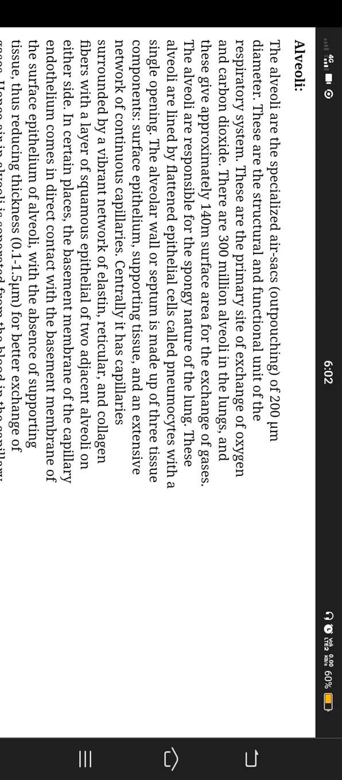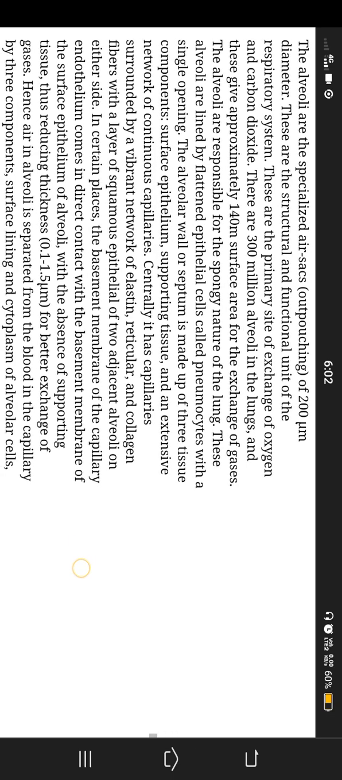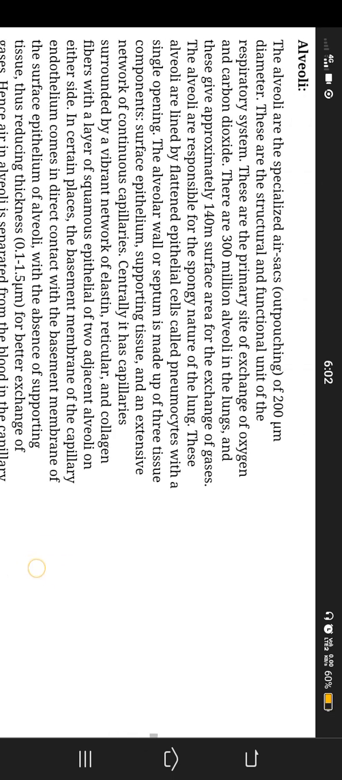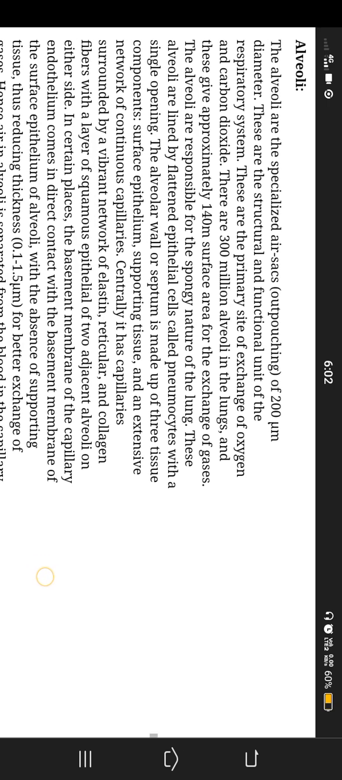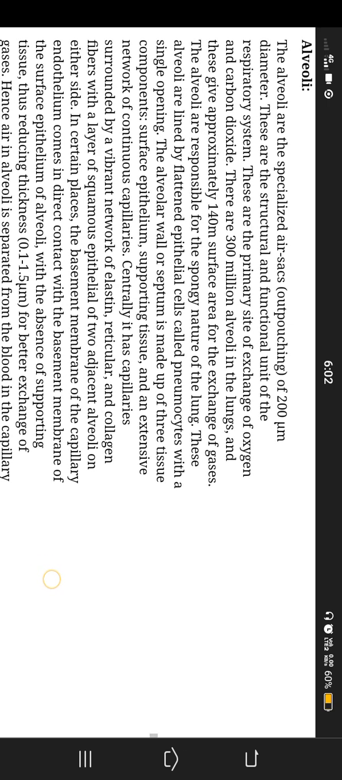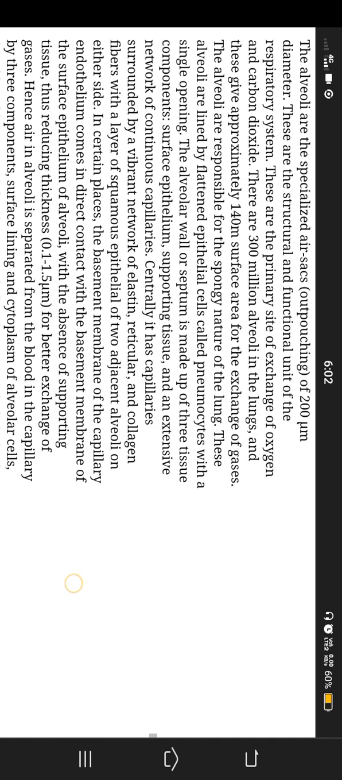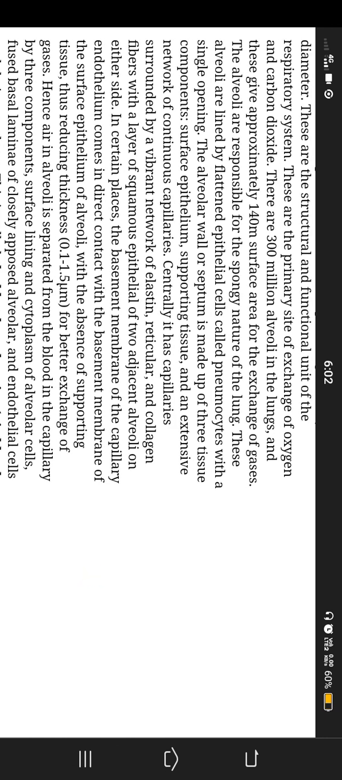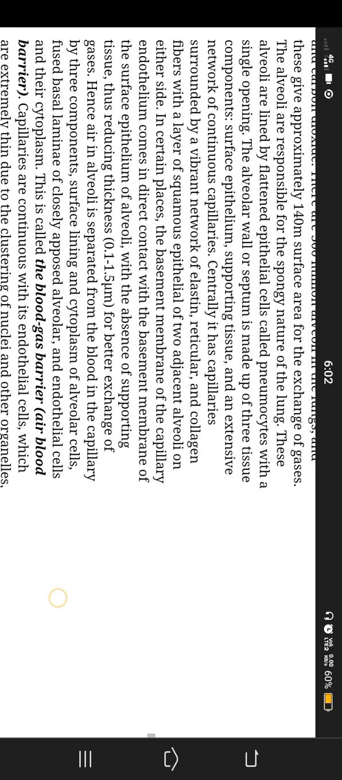Then the alveoli are the specialized air sac outpouchings of 200 μm diameter. These are the structural and functional unit of the respiratory system. These are the primary site of exchange of oxygen and carbon dioxide. There are 300 million alveoli in the lungs, and this gives approximately 140 meter squared surface area for the exchange of gases. The alveoli are responsible for the spongy nature of the lung.